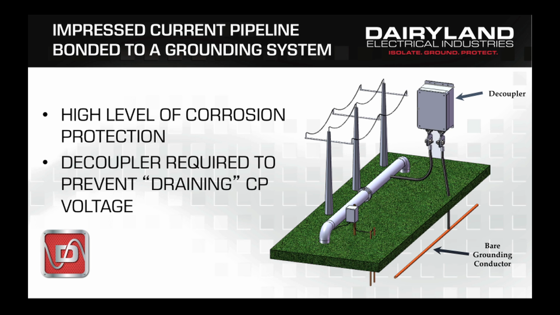We cannot directly bond the pipeline to a ground, as we will drain off the CP voltage we have worked so hard to provide. In this picture, I have introduced a decoupler, which functions as a smart switch. We will talk about conditions that energize that switch shortly, but for now, just realize that the decoupler is continuously monitoring the pipeline for any excessive voltage and will energize when certain criteria are met.